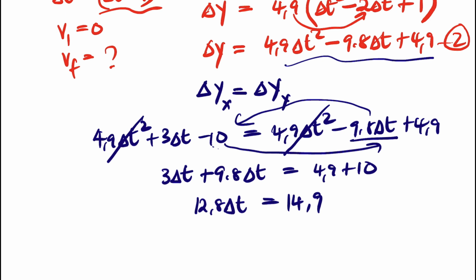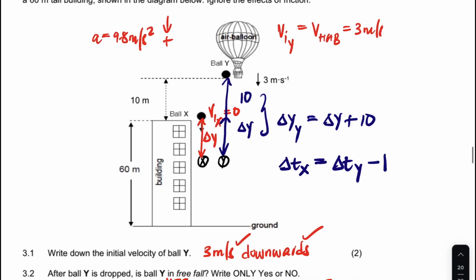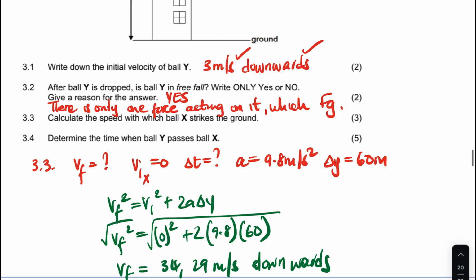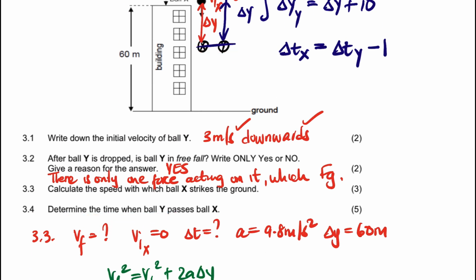14.9, and then we divide by 12.8 both sides. So it's going to be the time when they meet. Now this is the time. It's 1.16, or 1.164, or you can just say 1.16 seconds. So at this point, they meet at 1.16 seconds, right? The question says determine the time when they meet.